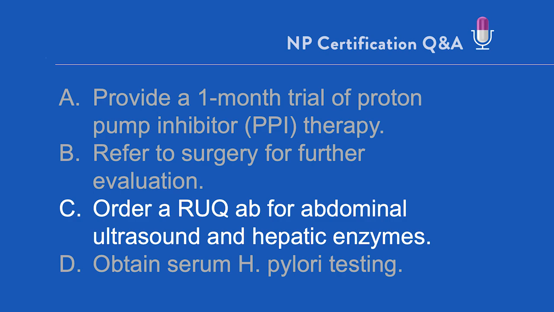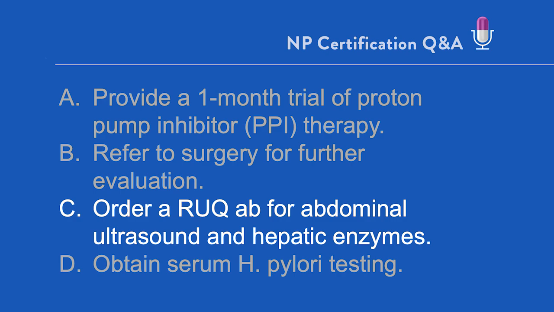B, refer to surgery for further evaluation. This is an answer that appears to be at least partially correct. You may have read through the case and thought, okay, this person is presenting with what appears to be gallbladder disease and would likely benefit from a cholecystectomy. But have you confirmed that diagnosis? Not yet. This answer then would be a plan/intervention question, and you're really still in the assessment information gathering stage.